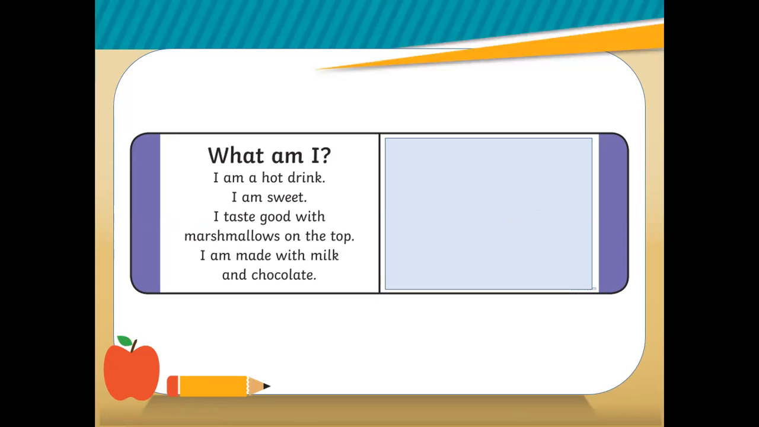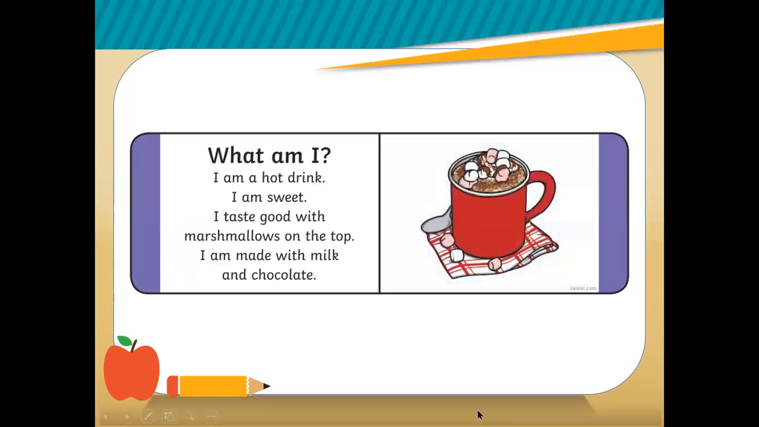I'm a hot drink. Any guess? Chocomilk? Yeah, kind of. But in English, guys, we call it cocoa. It's a hot drink and it's sweet and it tastes good with marshmallows on the top, okay? So that's cocoa, or cocoa, as they say in English too.